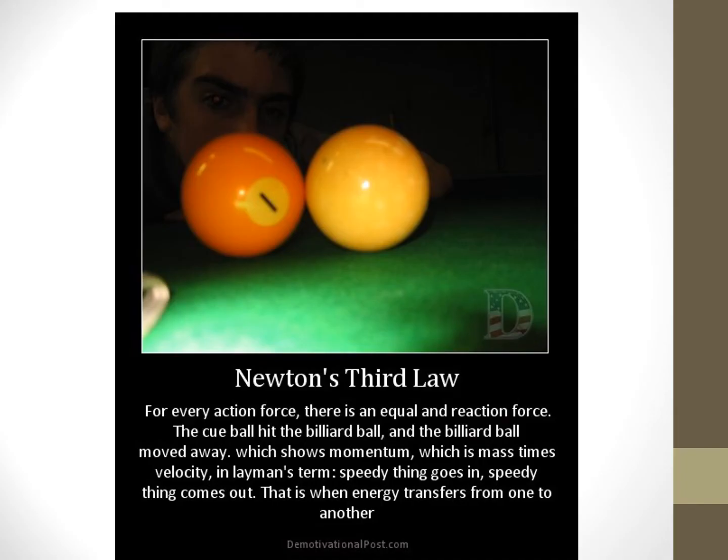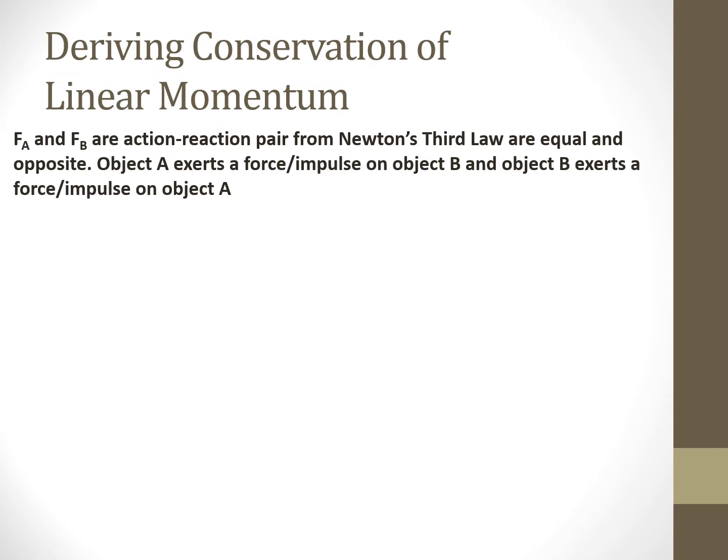Based on Newton's third law, for every action there is an equal and opposite reaction. When two billiard balls hit each other, they exert a force on each other of equal magnitude and opposite direction. We can derive the law of conservation of linear momentum from Newton's third law, wherein Fa and Fb are an action-reaction pair, which are equal in magnitude and opposite in direction.